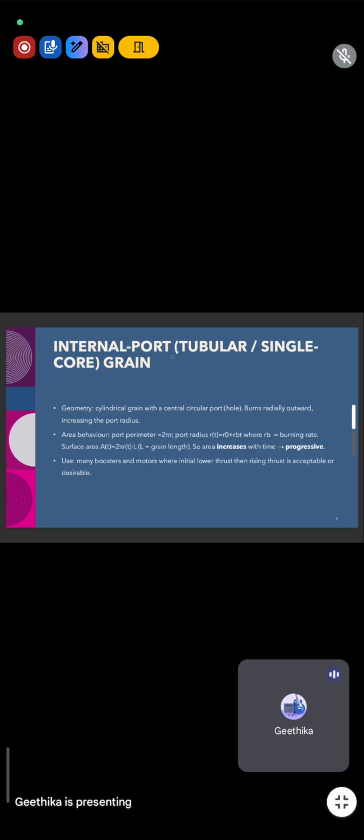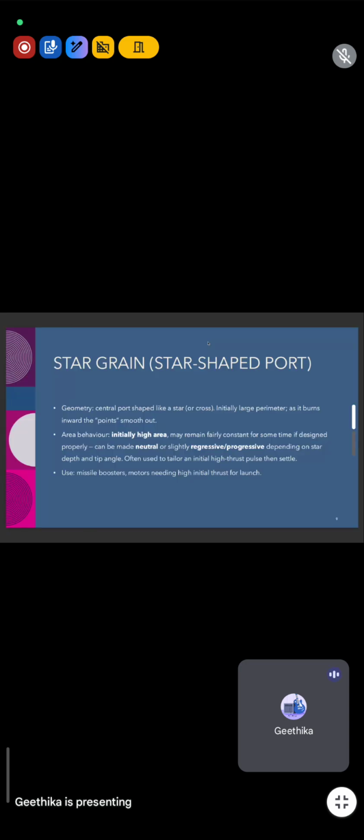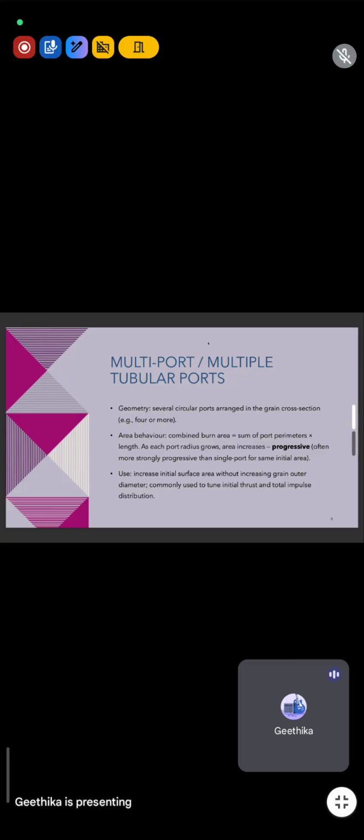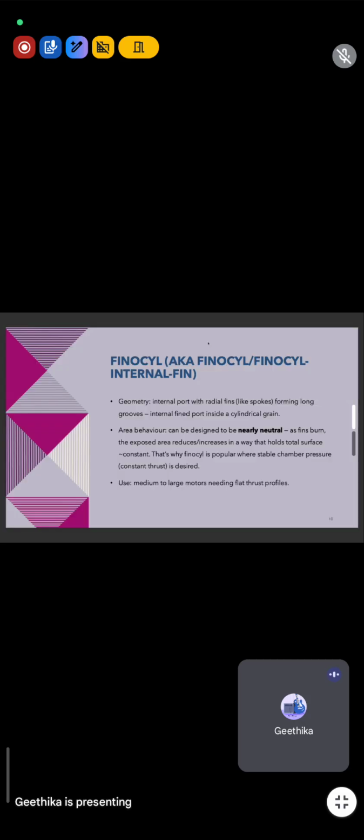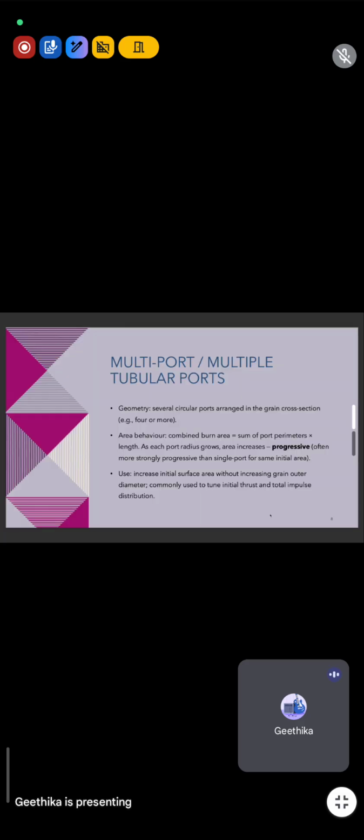It keeps increasing because the radius keeps increasing in this type of grain, the first one. And then there is multi-port or multi-tubular ports. These have many circular ports or holes in them. They don't have to necessarily be in the center. I don't think I have a picture. This one on the end is kind of what it looks like. This will also be a progressive burn rate because the radius keeps growing from each port. So the burn rate keeps increasing as the radius increases.